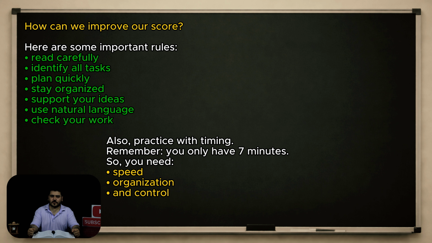How can we improve our score? Here are some important rules. Read carefully. Identify all tasks. Plan quickly. Stay organized. Support your ideas. Use natural language. Check your work. Also, practice with timing. Remember, you only have 7 minutes, so you need speed, organization, and control.